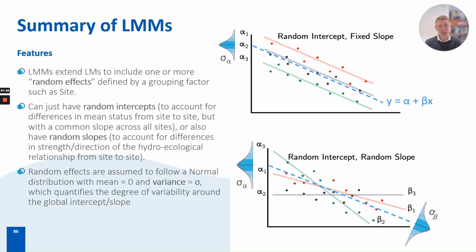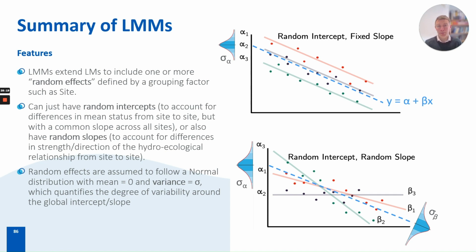The model actually fits a global relationship, which is shown on the slide here with the blue dashed line. And then, as we saw on the previous slide, that global relationship is then adjusted for each site. We can make that adjustment in 2 different ways. We can have a model which has just random intercepts, as shown on the top of the slide here, where the global relationship is adjusted up or down for each site. The slopes remain the same.